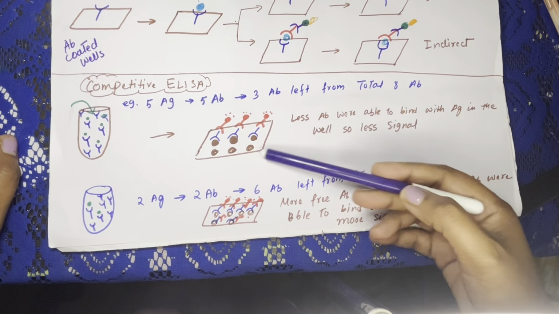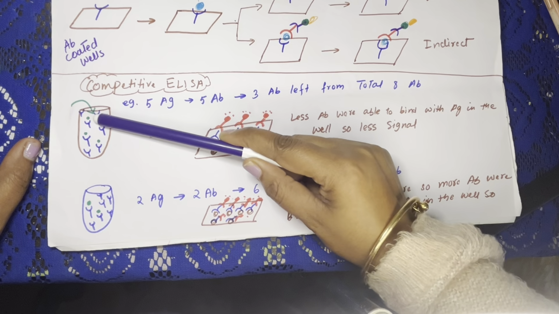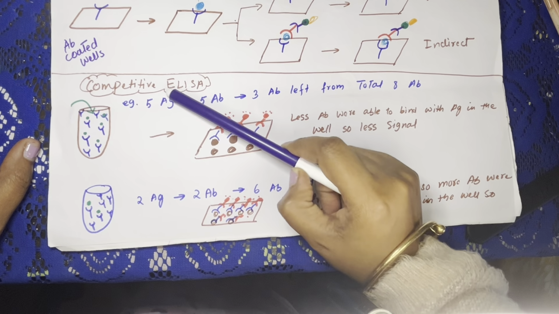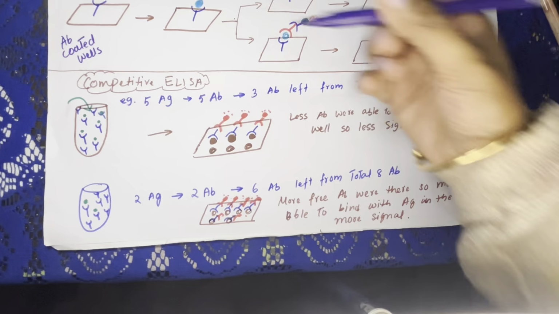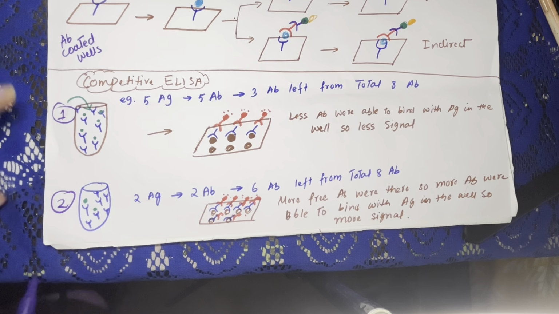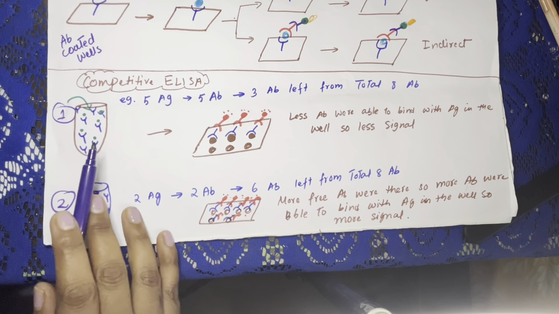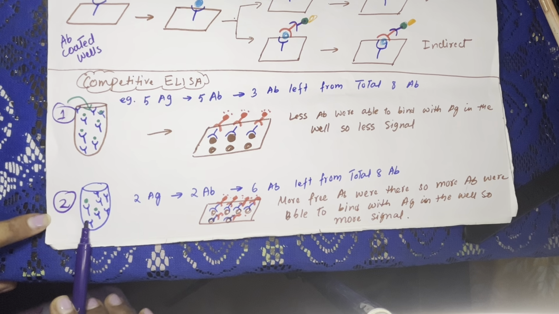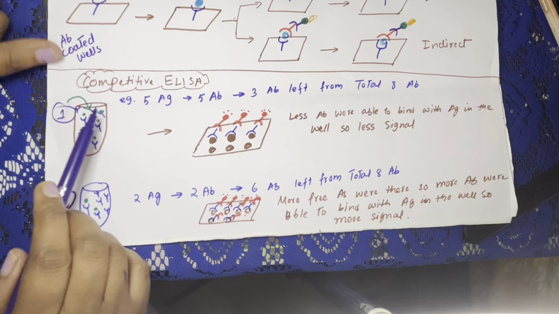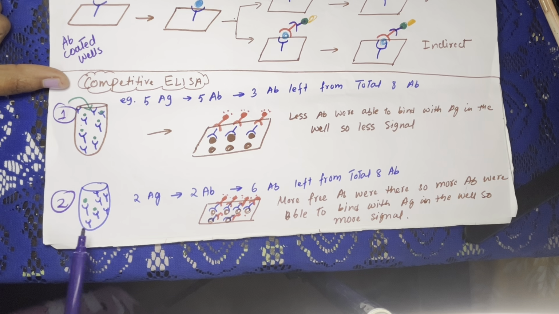Let's take an example that we had a total of 8 antibodies. In one test tube, there were 5 antigens. Suppose this is patient 1, or sample 1, and this is sample 2. Patient 1 had 5 antigens, and patient 2 was having 2 antigens. So patient 1 is having more infection, patient 2 is having less infection, because fewer antigens were there.